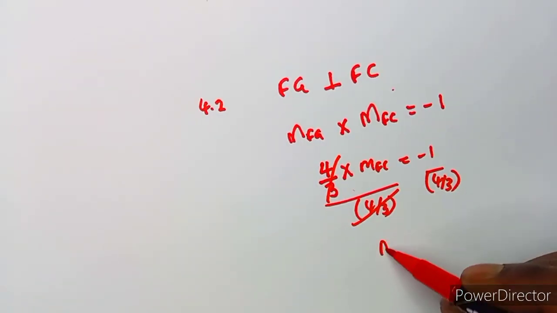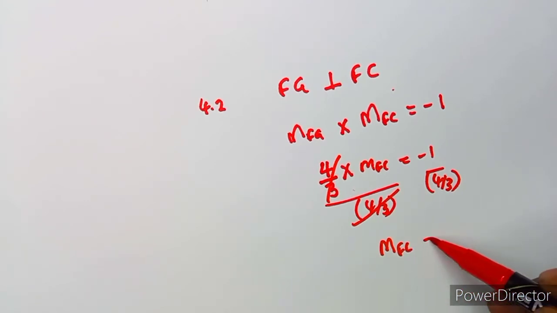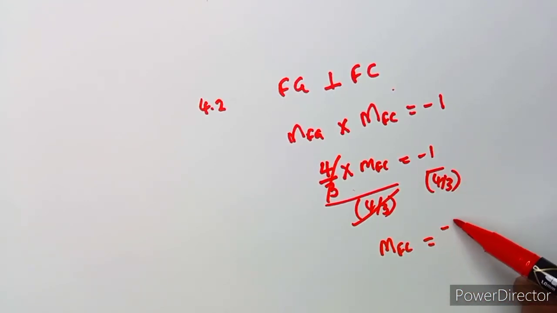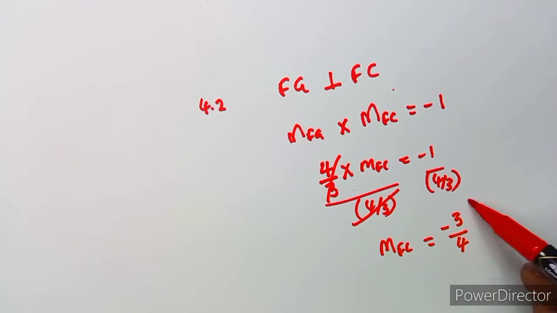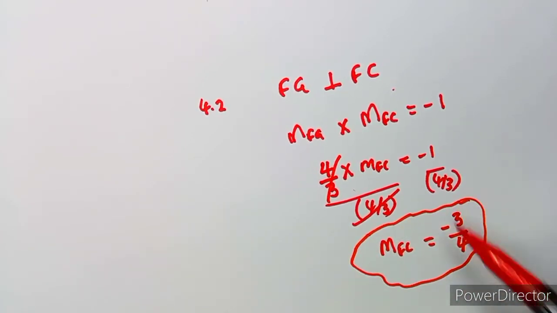So this is the gradient of what? Of fc, which is going to give us -1 over this, which is -3/4. But this is not our answer. This is where our answer is going to be taken from.